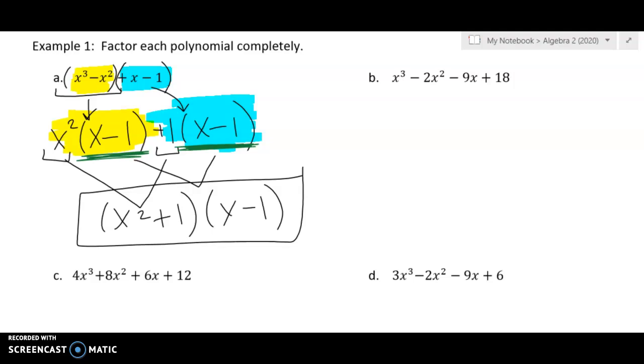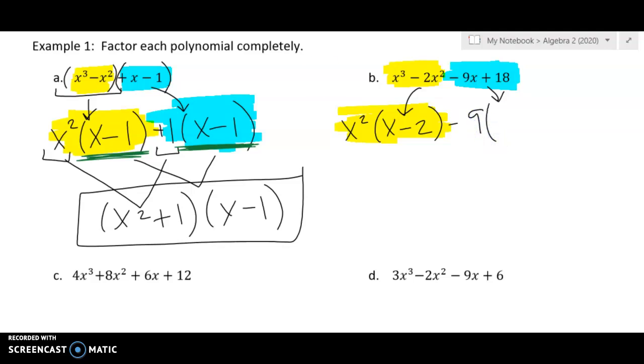So let's do the next one. I'll do the yellow and the blue again. I have 4 pieces. I grouped the first 2. I grouped the second 2. Let's go ahead and do the yellow. So find the GCF. The GCF is going to be X squared. That's going to leave me with X minus 2. That's the yellow. Now, look to the blue. So look at the blue part. In the blue piece, I can take out a negative 9. That's going to leave me with X minus 2. Again, that's the blue piece.